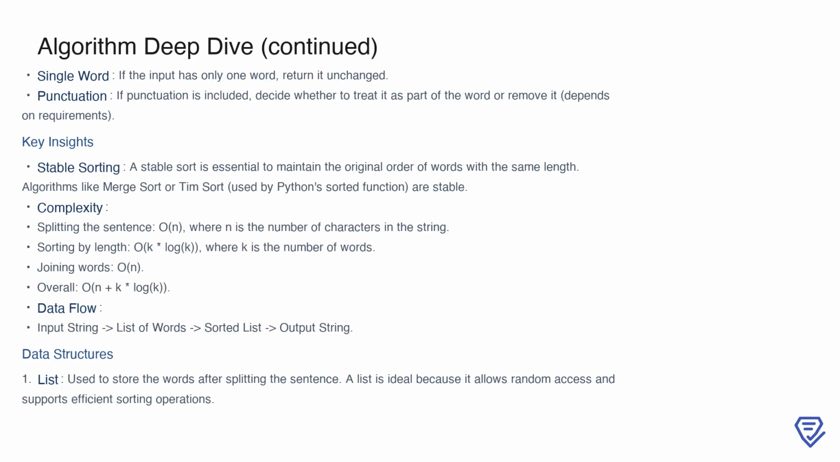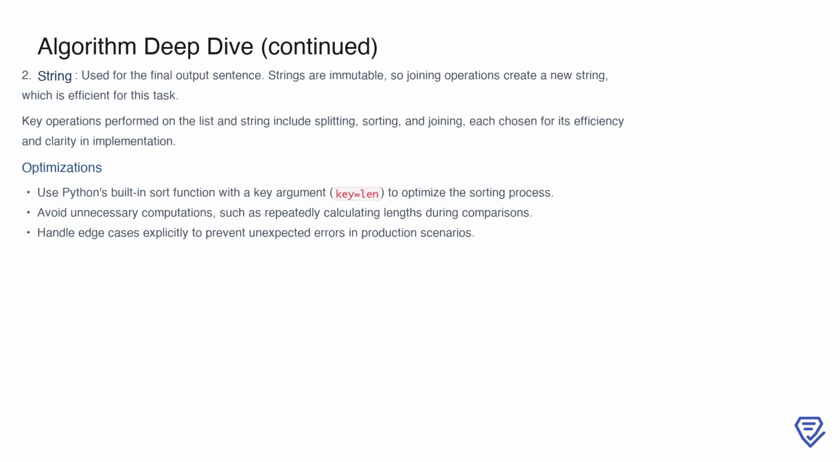Data flow is straightforward. The input string is split into a list of words, which is sorted, and then joined to produce the output string. To implement this solution efficiently, we rely on two key data structures, lists and strings. The list is used to store the words after splitting the sentence. Lists are ideal for this task because they allow random access and can be sorted efficiently. The final output is a string, which is created by joining the sorted words together. Although strings are immutable, Python's join operation is optimized for creating new strings efficiently.